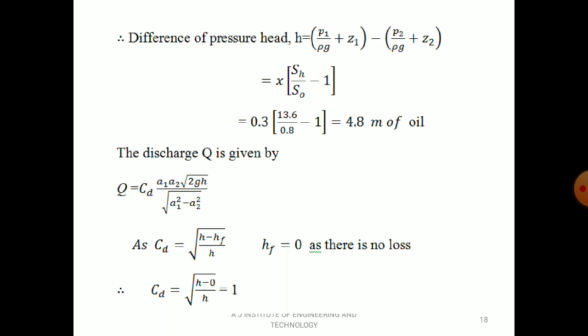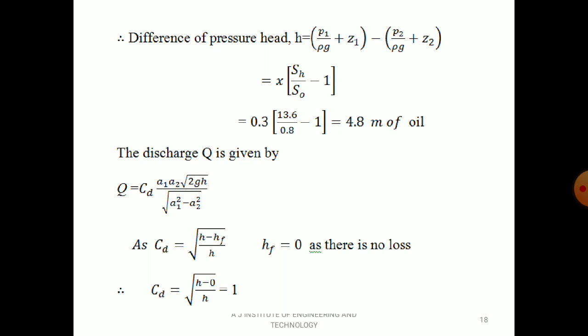So just refer to that. In that I took Z1 equal to Z2 equal to 0 because it was a horizontal venturimeter. But here the Z1 and Z2 values are given in the problem. There is an elevation difference of some value. So H equal to P1 divided by rho g plus Z1, so you have to consider Z1 here because the Z1 value is not 0, minus P2 divided by rho g plus Z2.